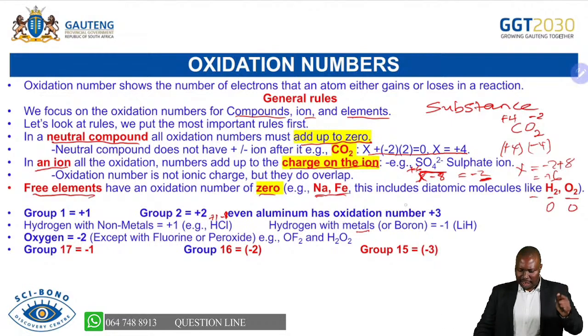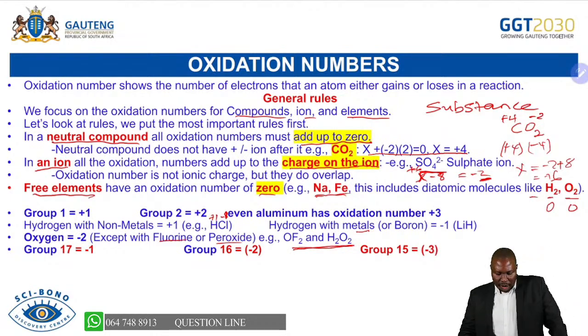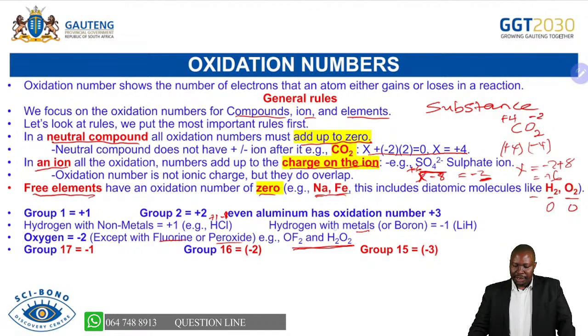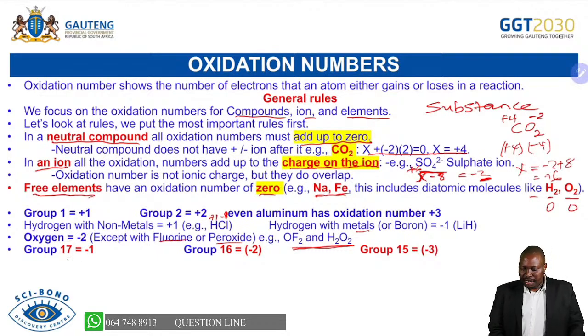Now, oxygen is -2, with the exceptions of fluorine or peroxide. It's only in these structures, oxygen with fluorine and oxygen in peroxide, like H2O2, hydrogen peroxide, that the rule does not apply. But oxygen will almost always be -2. The only time oxygen will be positive, different from that -2, is in OF2 and H2O2.